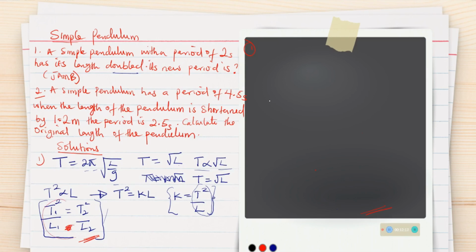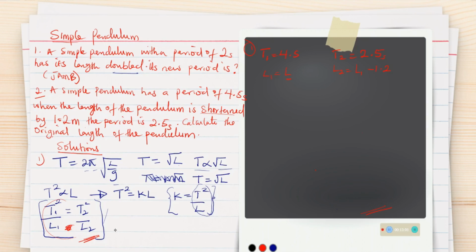A simple pendulum has a period of 4.5 seconds. So you can say T1 is 4.5 seconds. All right, when the length of the pendulum is shortened, that means reduced by, so if the former length was L, L1 is L, so that means L2 is going to be L1 minus 1.2. But they said when the length is shortened by 1.2 meters, the period is now 2.5. So that tells me that T2 is equal to 2.5 seconds. Having said that, we are now asked to calculate the original length, which is this L.